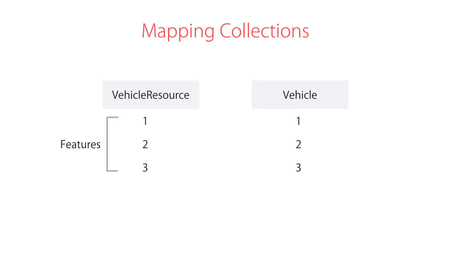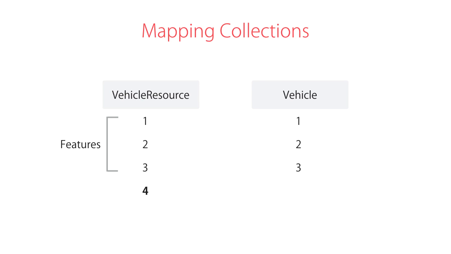All right, so mapping collections. Imagine we have a vehicle with three features: one, two, three. Now we want to update this vehicle. If we call our API with the exact same features, we shouldn't make any modifications to the collection of features in the vehicle object. Now, if we call our API and add a new feature in our vehicle resource, when mapping this vehicle resource to a vehicle object, we should also add this new feature to our vehicle object.